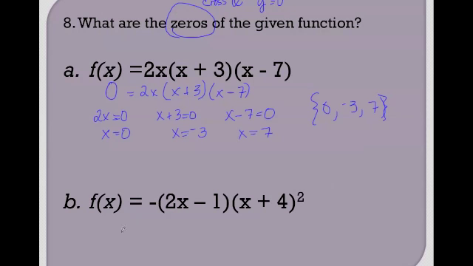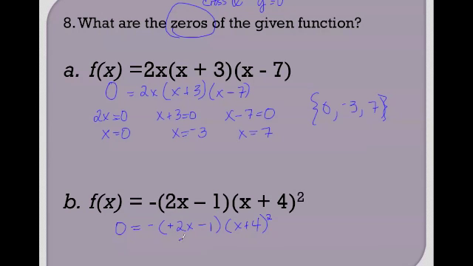Okay, for B, again, we're looking for zeros. So where does the function equal 0? And the multiplicity doesn't really matter here.